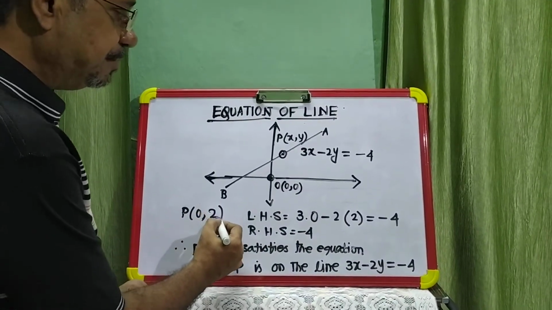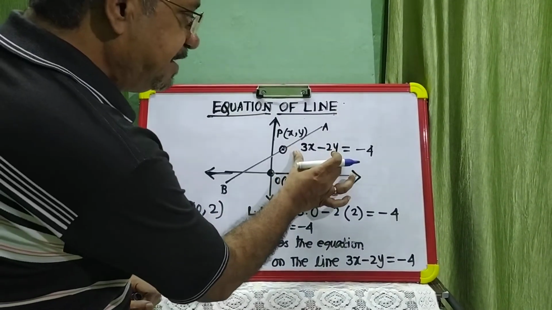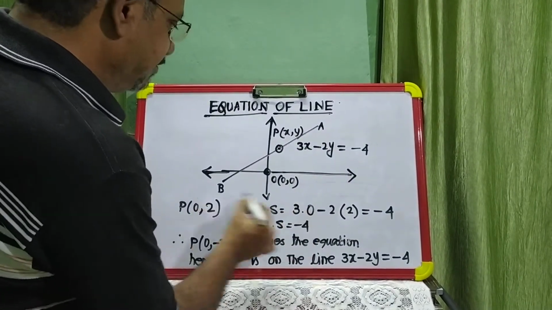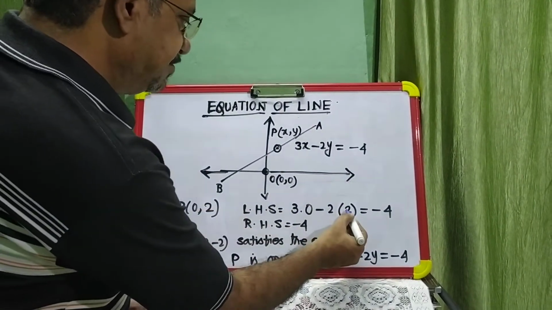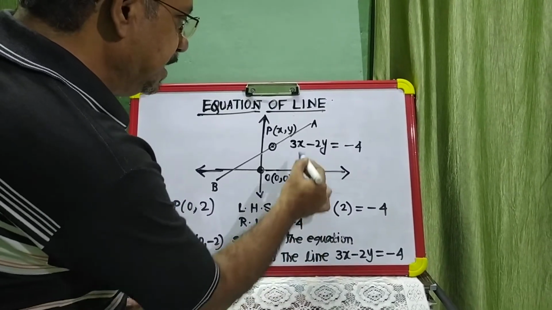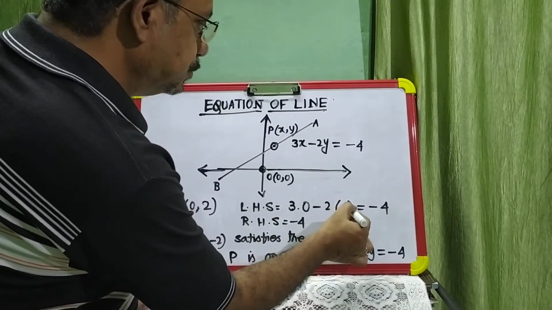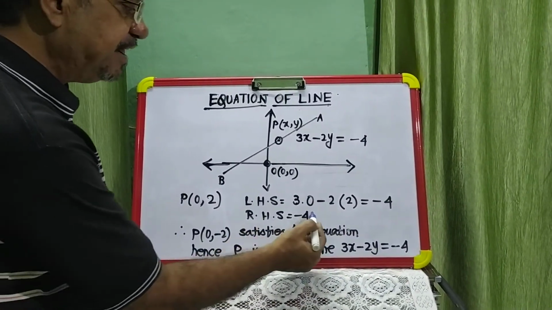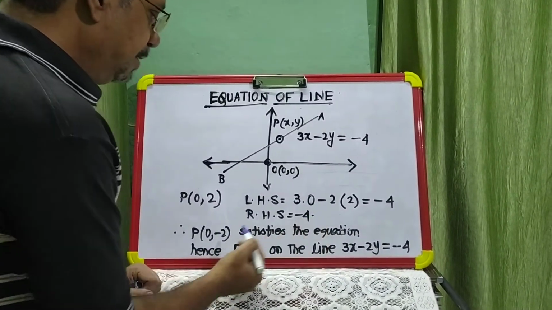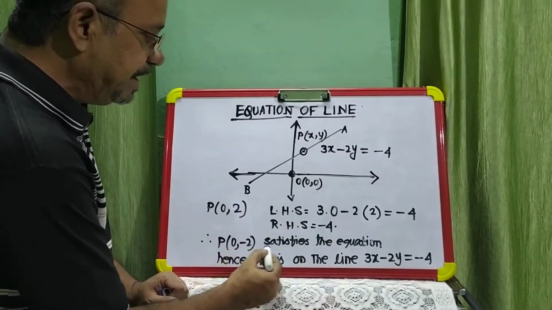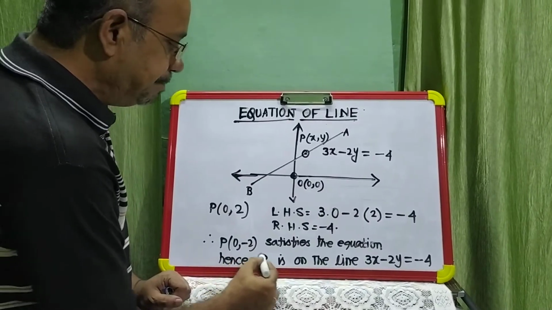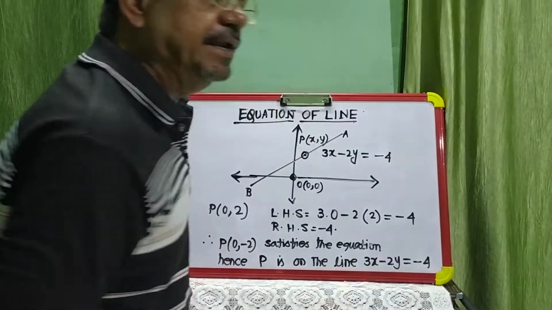I substitute the point P(0, 2) on the left hand side of the equation. That is, x coordinate is replaced by 0, y coordinate is replaced by 2. So 3 into 0 minus 2 into 2 is equal to minus 4. And as you can see, right hand side is also equal to minus 4. Therefore, we say that P(0, 2) satisfies this equation. Hence, point P is on this line.